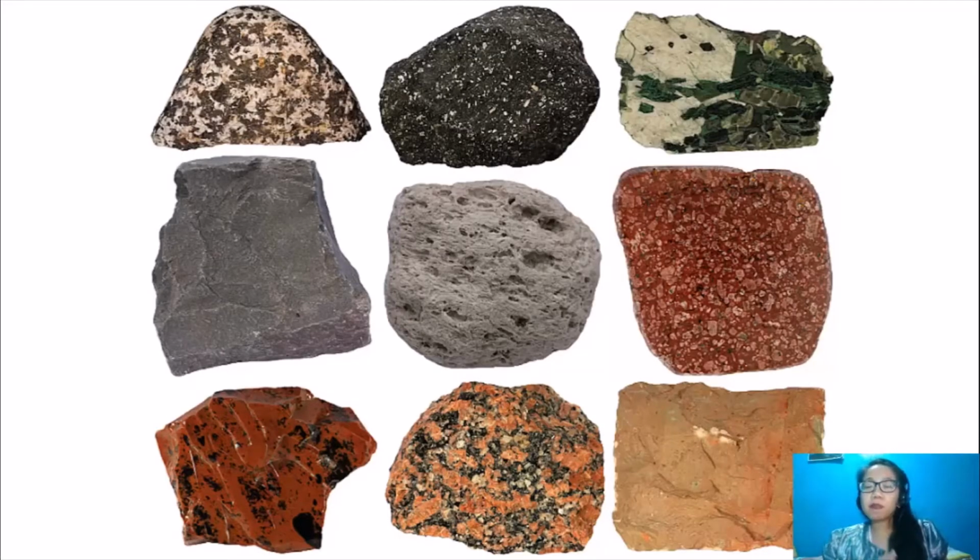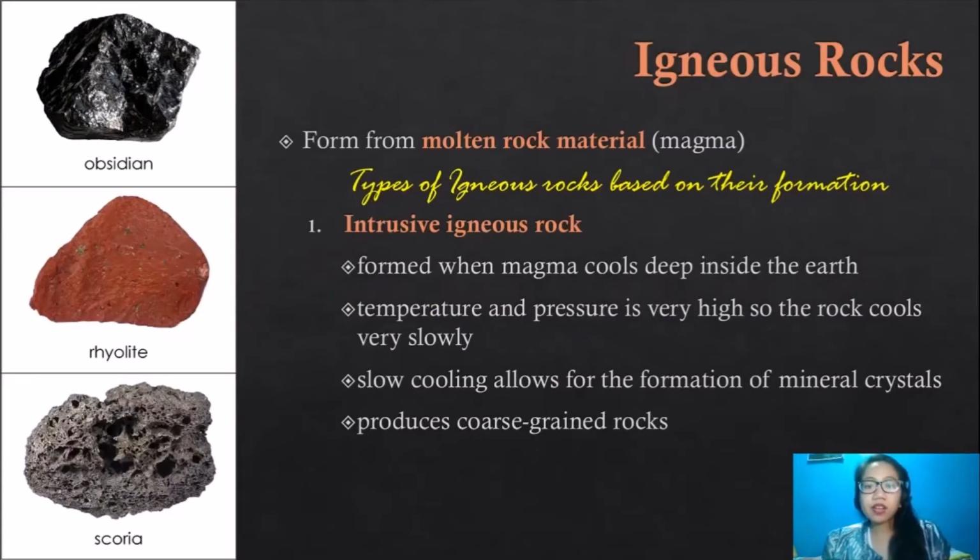So the first type of rocks that we will be talking about is igneous rocks. And there are different types of igneous rocks, as you can see in this image. The textures, the materials, and also the way they have formed create different types of igneous rocks. Okay, so we can classify igneous rocks based on their formation. So there are two ways on how igneous rocks can form, either inside the Earth or outside. So those which formed inside Earth are called intrusive igneous rock.